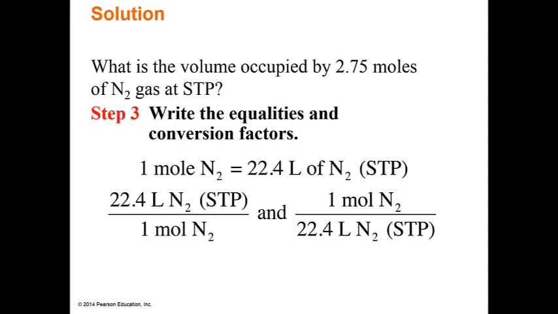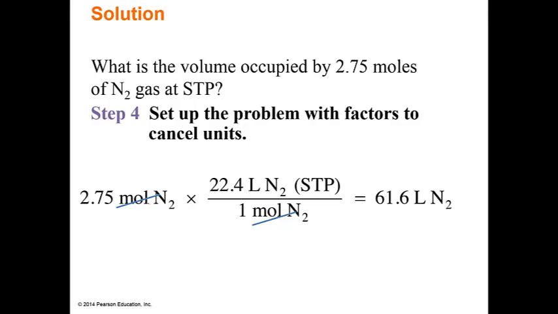See, 1 mole and 22.4 liters. Great. So we set it up. We've got to get these moles to cancel, and we know 22.4 liters over 1 mole. Boom, the moles will cancel, right? So we simply go 2.75 times 22.4, giving us 61.6 liters of nitrogen. Straightforward, not too bad. Once you set up your formula, plug and chug.